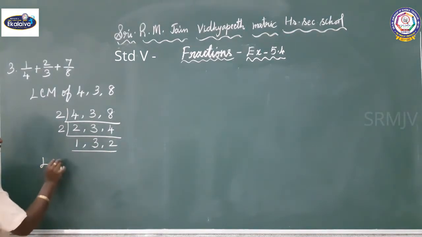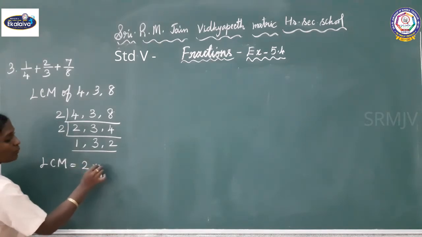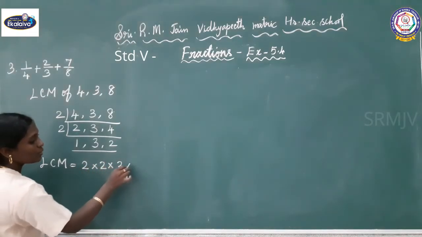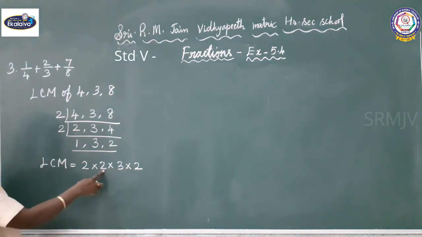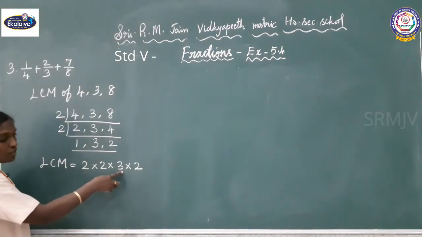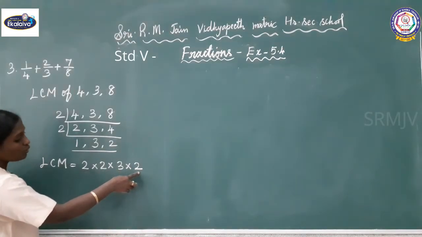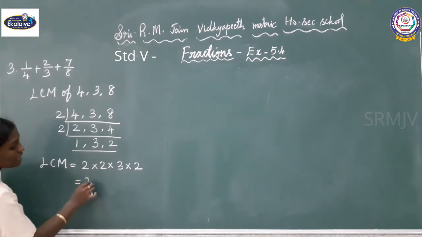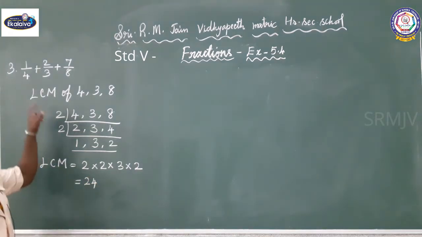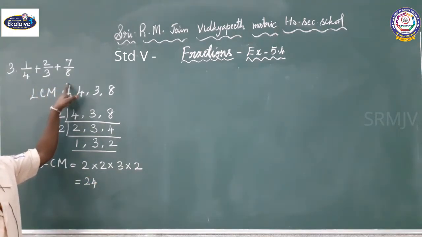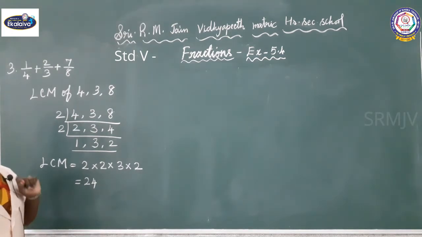To find the LCM, we have to multiply all the numbers. 2 into 2 into 3 into 2. 2 2s are 4. 4 3s are 12. 12 into 2, 24. So the LCM is 24. Now we have to convert the given fractions with the denominator 24.